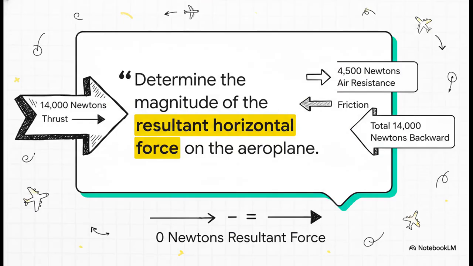So let's just apply that idea. We've got 14,000 newtons of thrust pushing the plane forward. Okay, now, what's pushing it backward?